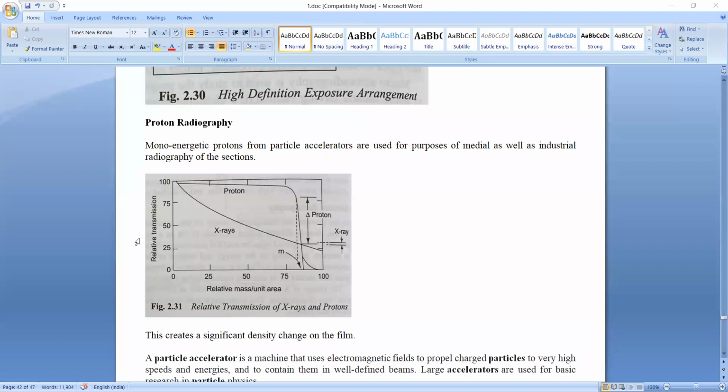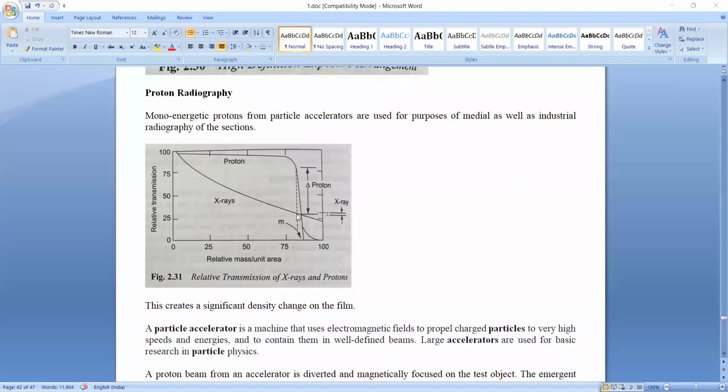How are these protons generated? Before going to that, see a graph which compares X-rays and protons. This is the relative transmission and relative mass area. Here is the graph between transmission and area for X-rays. This is the proton. See this, the variation is a straight line. A linear relationship is possible in proton radiography, so this creates a significant density change in the film. That's why we prefer proton radiography in special cases.